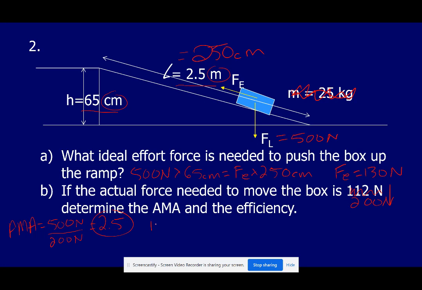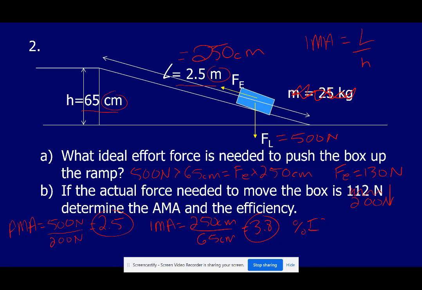To get percent efficiency, we also need the ideal mechanical advantage, which is usually your effort distance over your load distance, but I'm just going to write it in the top right here because I don't think we've seen it yet. The IMA for this is going to be length over height because that's what we've substituted in for those distances for this particular machine. So that's going to be 250 centimeters divided by 65 centimeters. So I go 250 divided by 65, and it gives me 3.8.